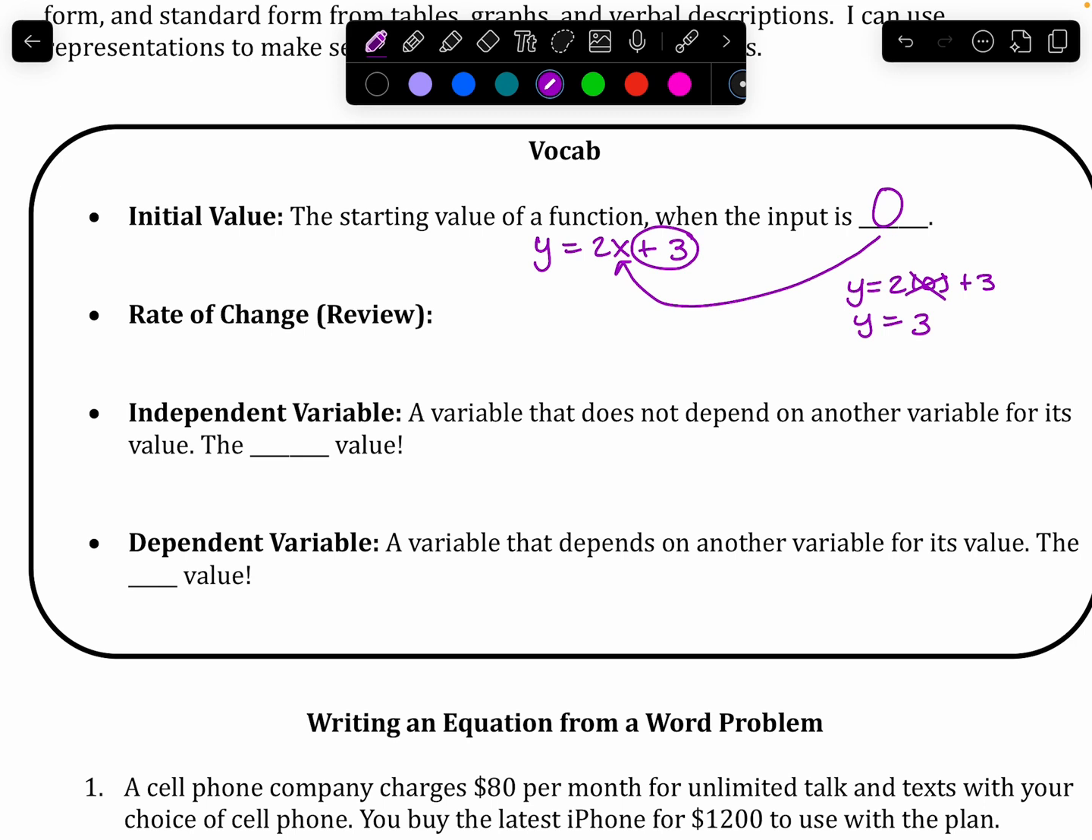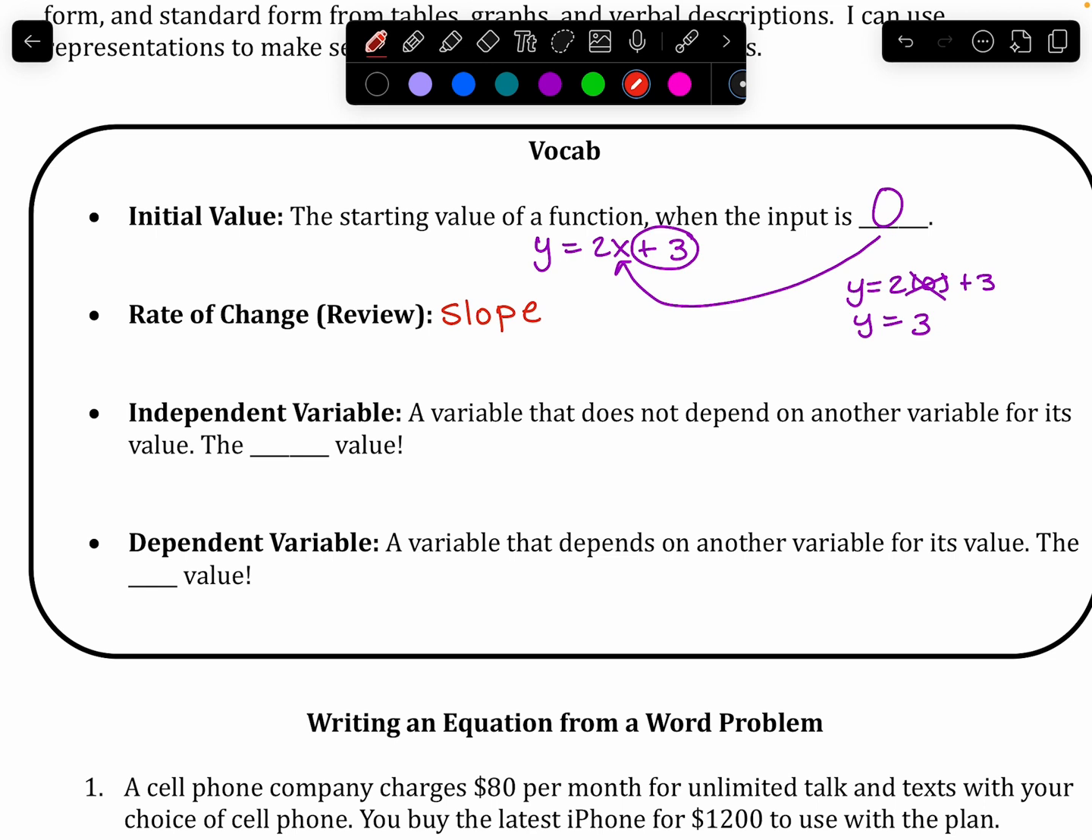So your y-intercept or your initial value is always going to be whatever is at the end of your equation if you are looking at an equation. If you aren't looking at an equation and you're looking at a word problem, it's going to be the one-time fee or whatever your problem is starting with, okay? Your rate of change, we talked about this before. Your rate of change is just your slope, or literally your rate of change.